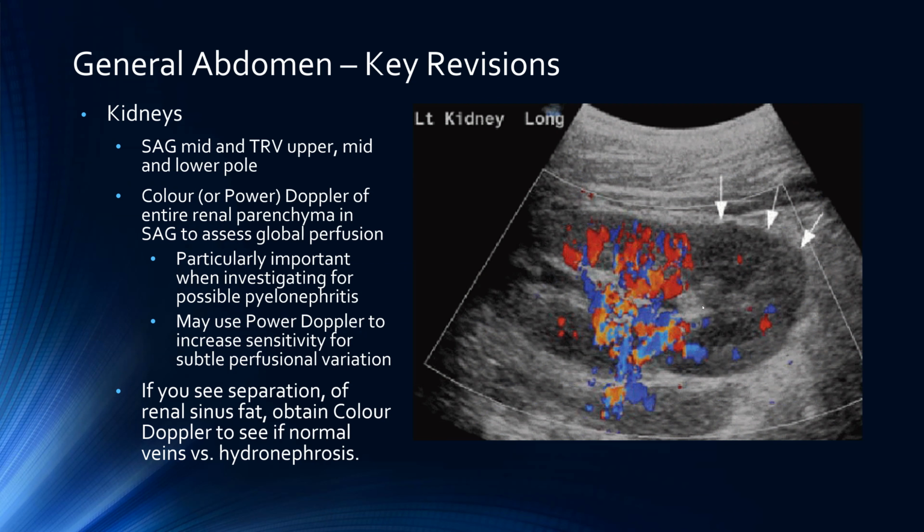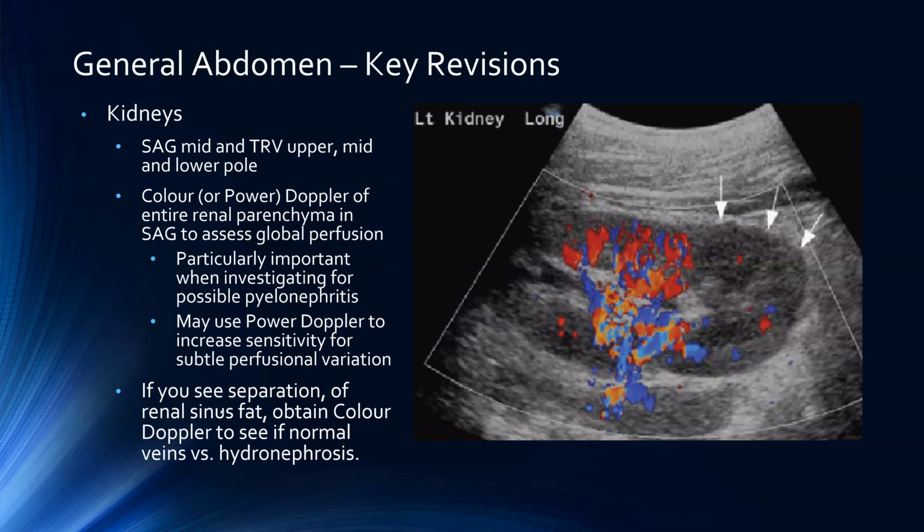Obviously, it's still a relatively low sensitivity finding compared to CT, but useful if you do see something that looks like potentially a little bit more wedge shaped, some variable echogenicity of the renal cortex in that wedge-shaped configuration, color or power Doppler can certainly help to really nail the diagnosis in those cases.